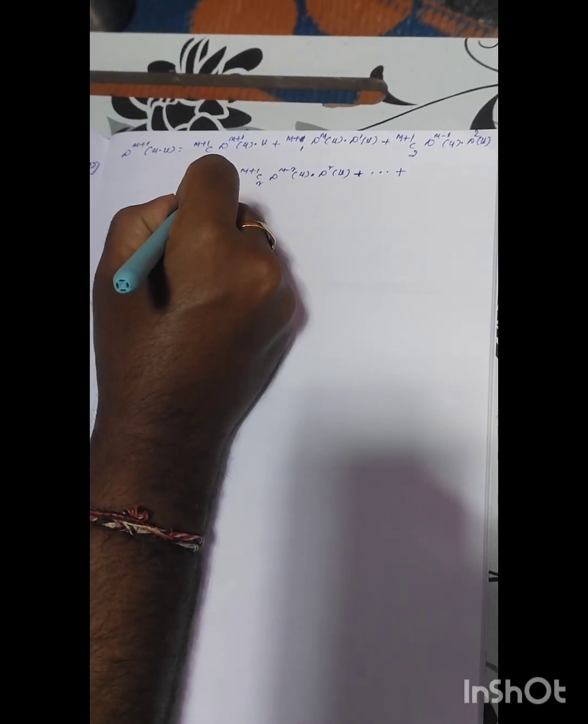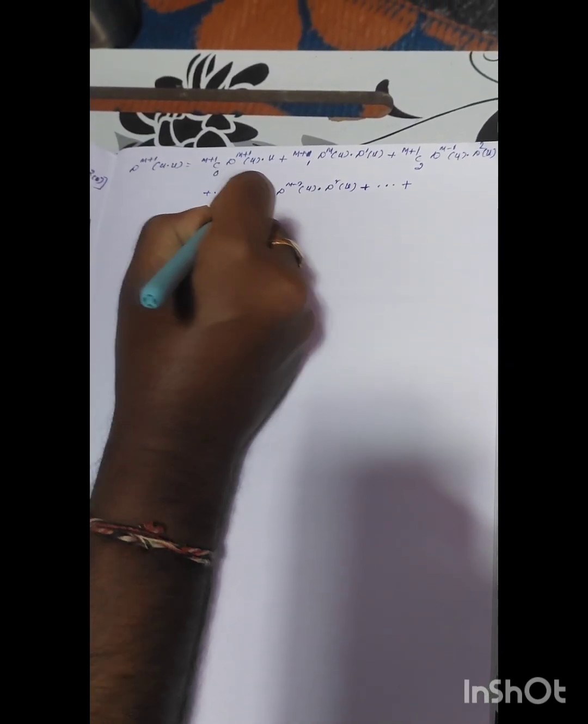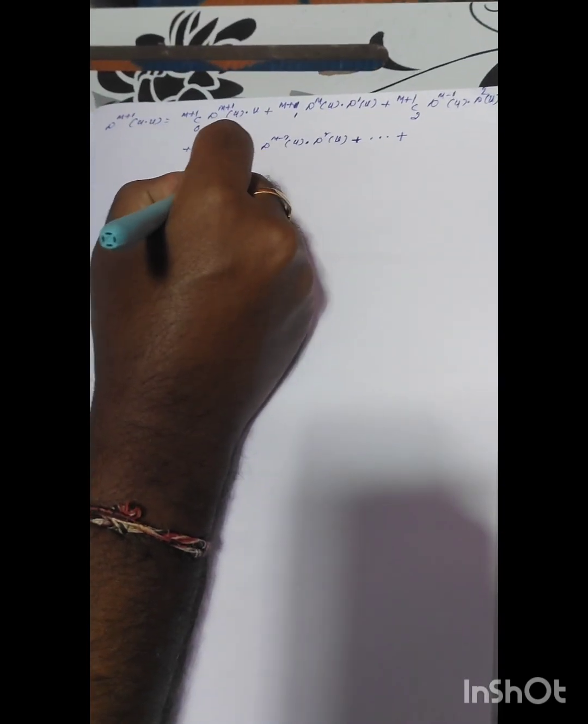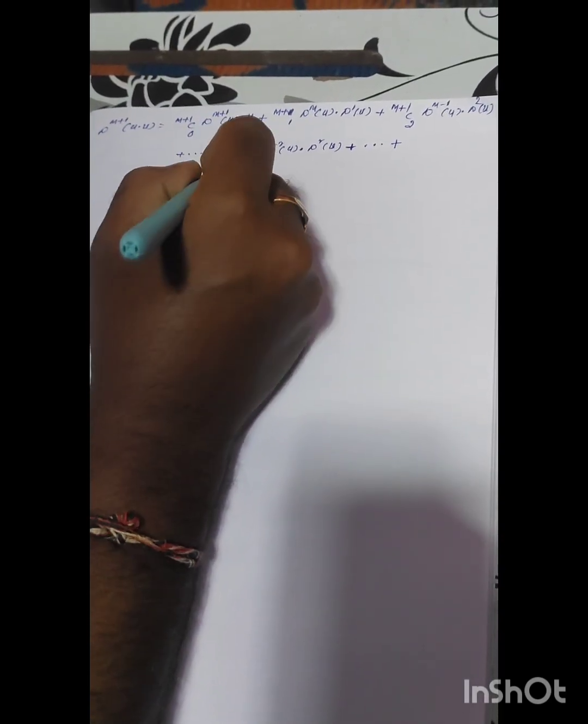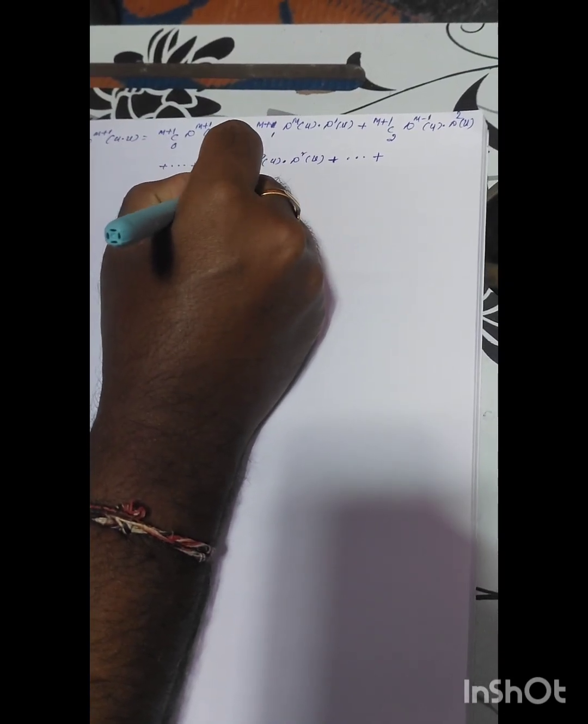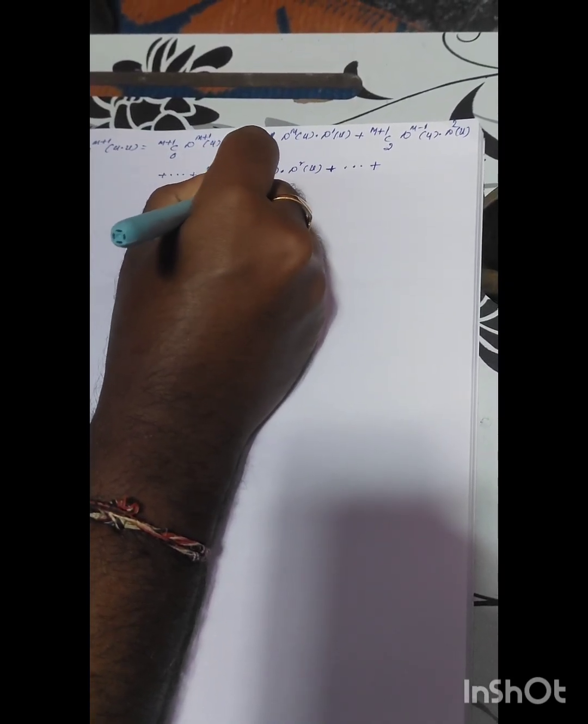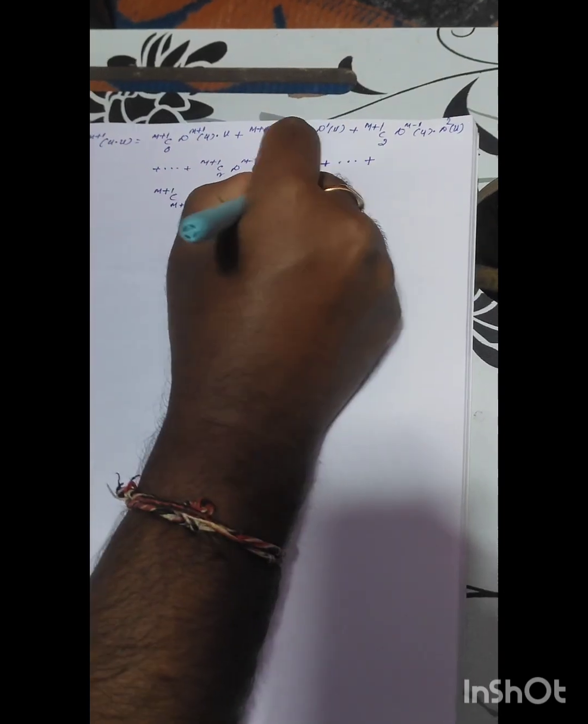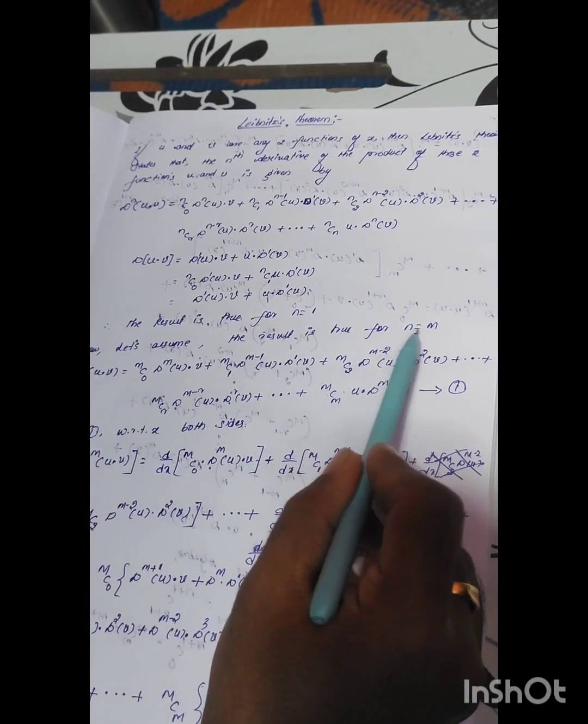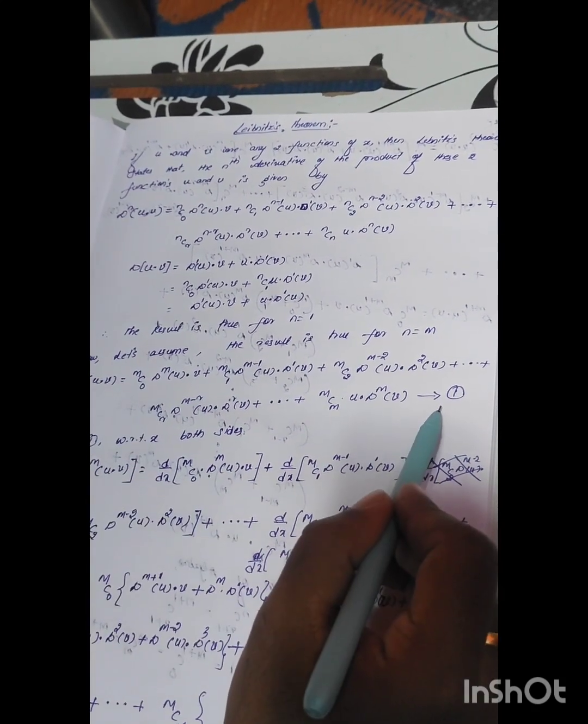So the last term will be (m plus 1)C(m plus 1) u into d power m plus 1 of v. We'll call it equation number 2. And we had assumed that n is equal to m is equation number 1. So we now have proved that the (m plus 1)th derivative also will follow the Leibniz rule.